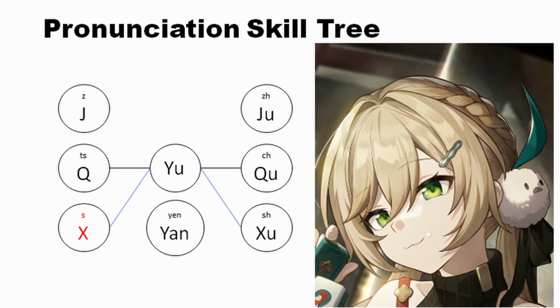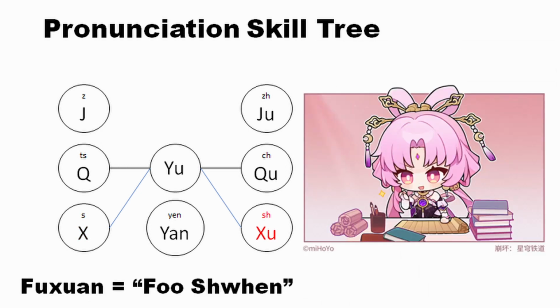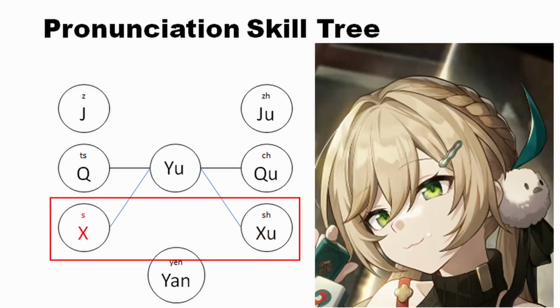Then we practice X, Xingqiu, and then XU, Fuxuan. Notice that X is pronounced with a sharp hissing S sound, and then XU is pronounced with a lower harsh SH sound. Again, the difference between X and XU is the difference between S and SH.